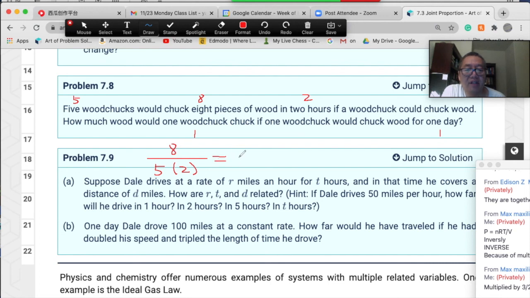Now let's calculate this in another way. Say one woodchuck can chuck in a whole day. 1 day is 24 hours. Then they ask how many pieces they can chuck. Let's suppose that's x. Then you just solve this equation. You get x by cross multiplication. X equals 8 times 24, then divided by 10. So this cancels out, this is 4 and this is 5, then you cannot cancel anymore. That equals 96 over 5. So this is the number of pieces one woodchuck can chuck in 1 day.